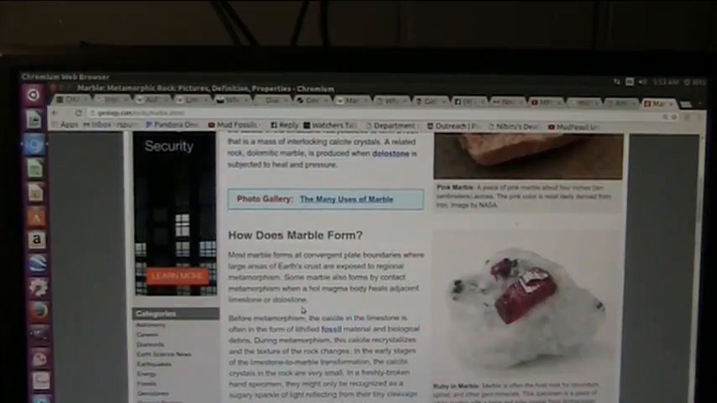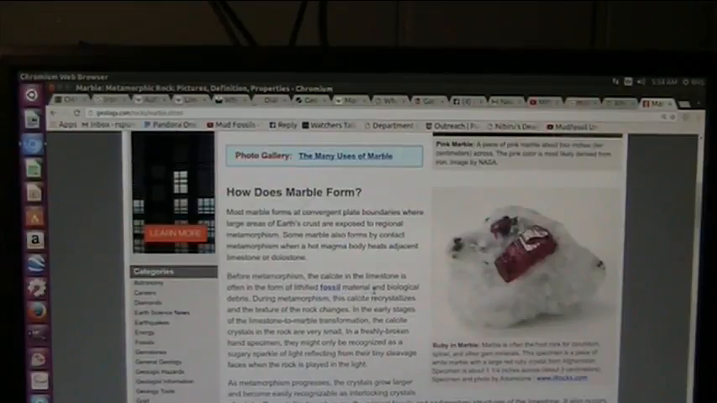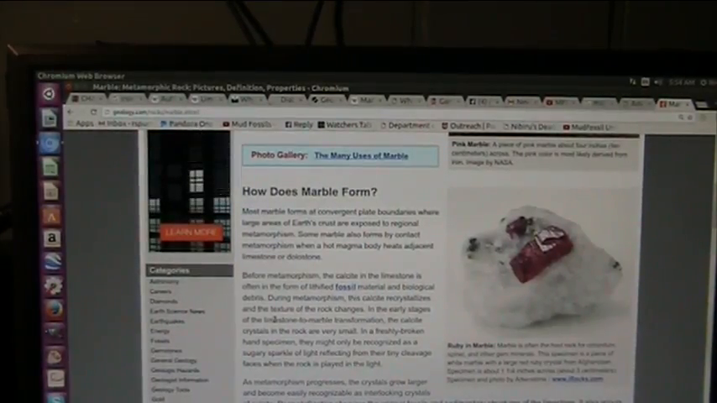Now, they're saying that the marble also forms in more metamorphism. They got all kinds of things. But listen to this. Before metamorphism, the calcite in the limestone is often in the form of lithified fossils. They know that they're close, but they're just no cigar. They say it's come from fossil material and biological debris. Exactly. But it's in the form of a huge creature, not little bits and pieces. I mean, there's a lot of little bits and pieces, but there's a lot of big bits and pieces too. So they say during metamorphosis, the calcite recrystallizes and the texture of the rock changes and all this business. Well, I have all the evidence that proves that the rock doesn't change, although it decomposes of its organic material.